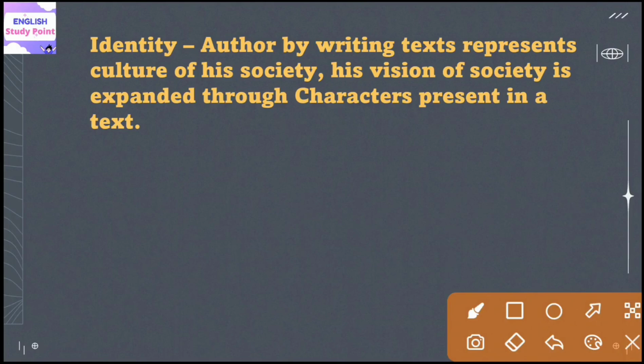Now let's discuss another aspect of Circuit of Culture. So this aspect is identity. An author, by writing a text, represents the culture of his society. His vision of society is expanded through characters present in a text.